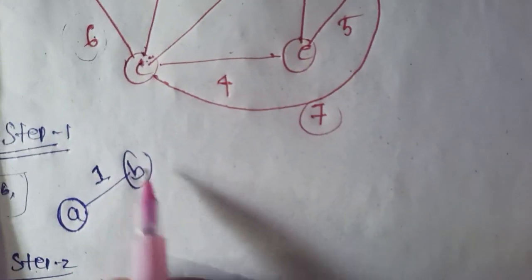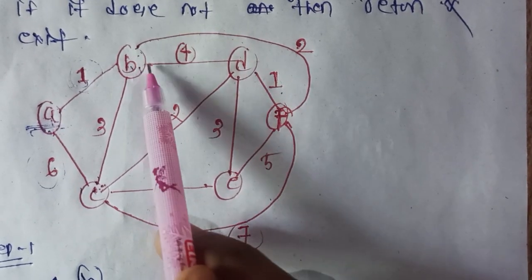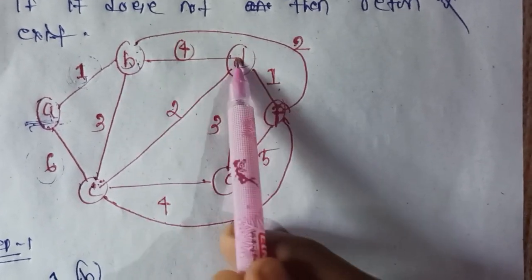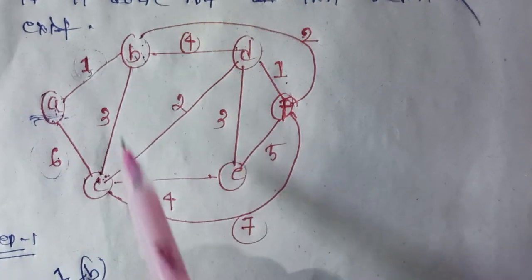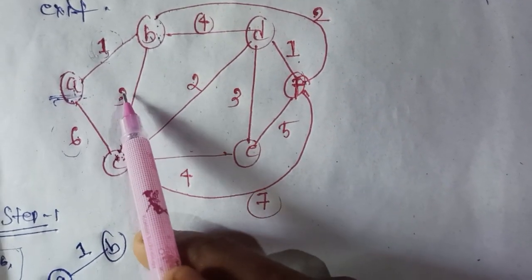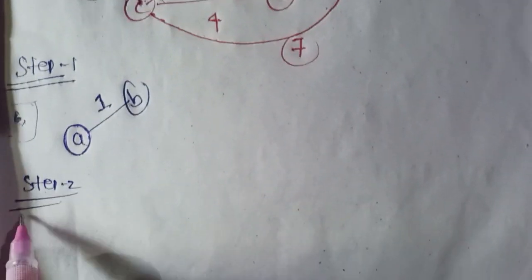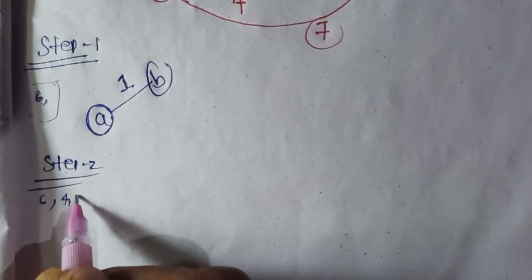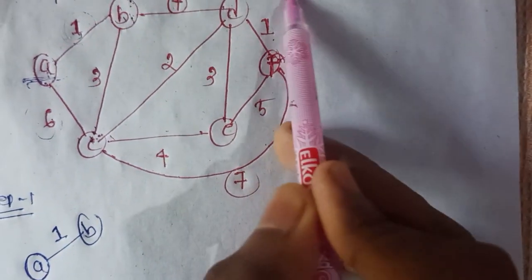Step number 2. Now we reach position b, so simply see the graph for b. What are the adjacent edges? B to d is 4, b to f is 2, and b to c is 3. So three edges are there, with corresponding weights 4, 2, 3. Here 6 is remaining, and 4, 2, 3. The minimum is 2, meaning b to f. Here the weight is 2.